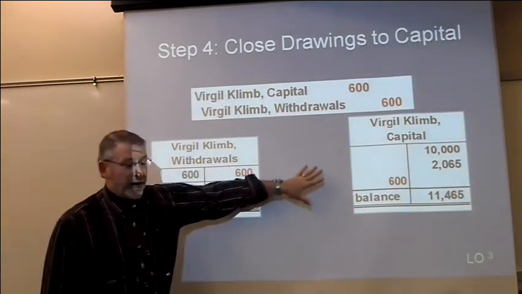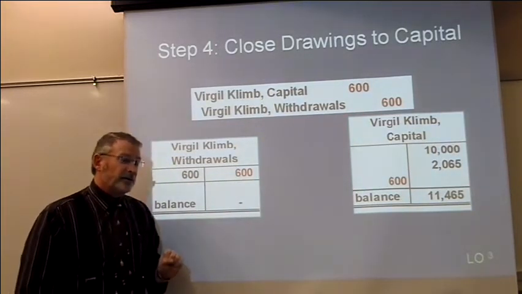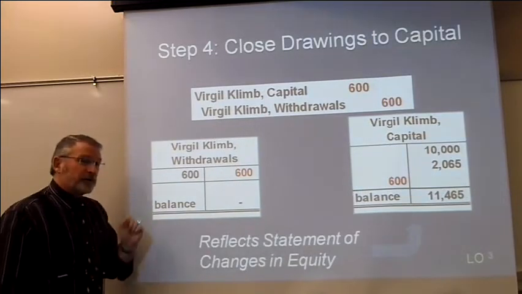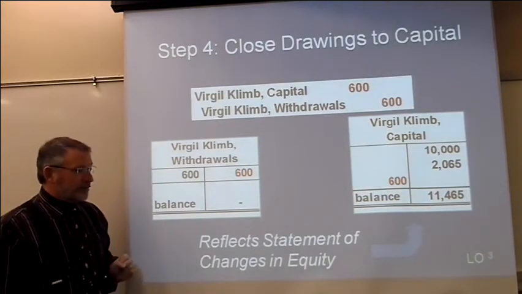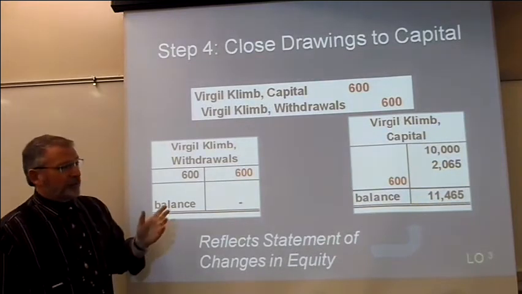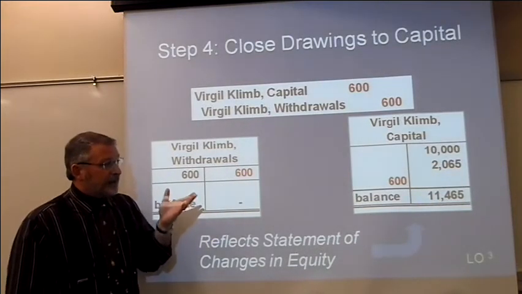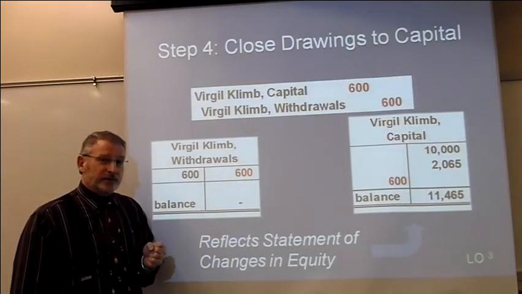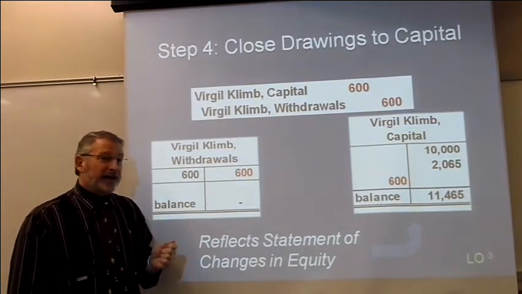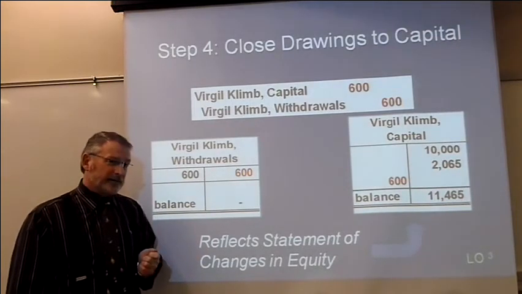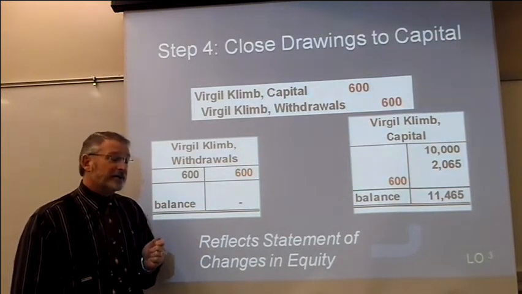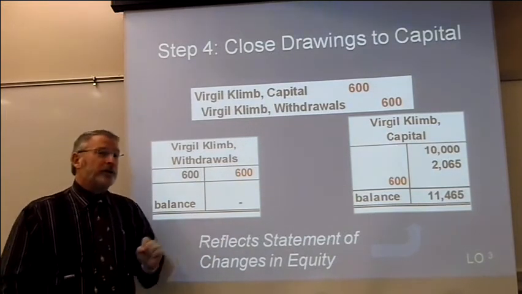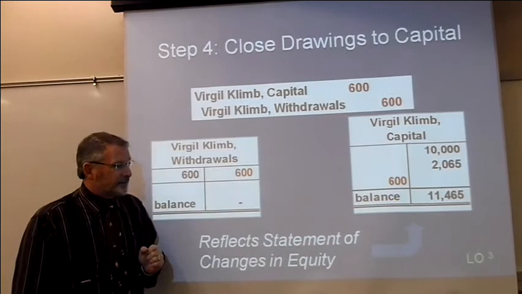Now, if you look at Virgil's capital account, that might look kind of familiar to you, especially if you've done the statement of changes in equity, because in fact, those transactions very much reflect the statement of changes in equity for the owner. It reflects the owner's investment during the period, the $2,065 that was the net income, and the $600 that was withdrawn, leaving the owner's ending capital balance of $11,465. So if you were doing the statement of changes in equity, you would hope that you would end up in exactly that same position.